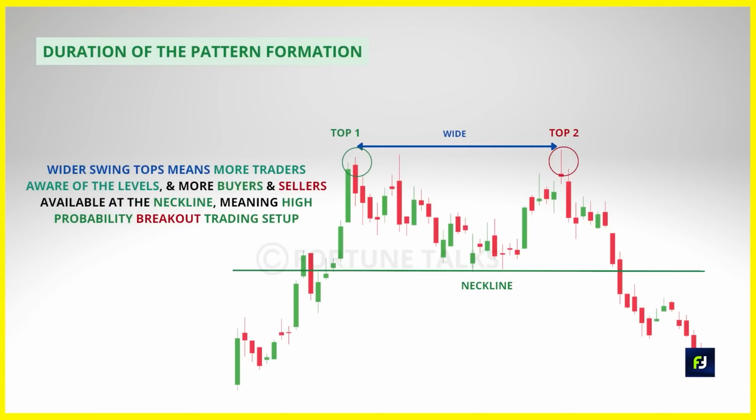When there is more time and space between the first and second peaks, these swing levels or peaks become more significant as more traders will become aware of the price level. And as you may have already guessed, when a level receives more attention, it attracts more order flow as more traders would want to trade around that area.